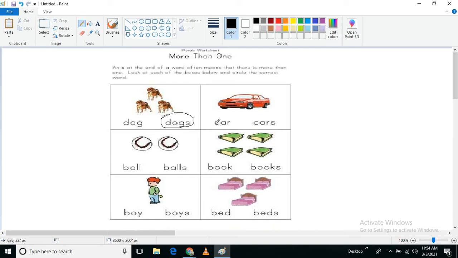Now this is one car, so C-A-R-S, cars. Now where do we have to circle? Yes students, on car or cars?